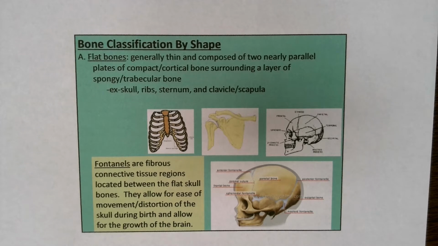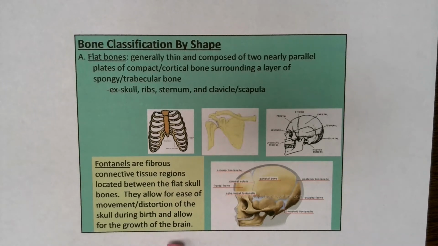When babies are in utero and developing, the brain still needs to grow, and the baby needs to get out of the birth canal. So the bones of the skull are still forming, but they also have fibrous connective tissue regions between them that are known as fontanelles. These allow the baby's head to be distorted as it moves through the birth canal, and once the baby's born, they continue to allow the brain to grow.